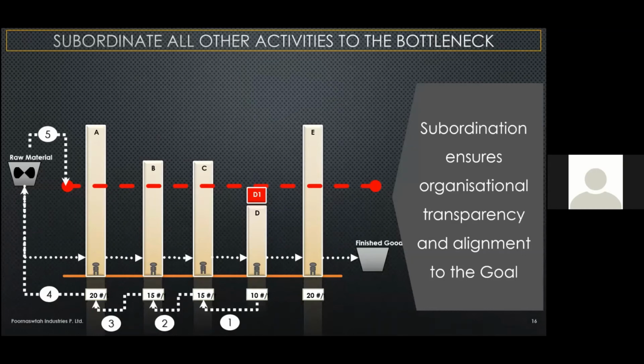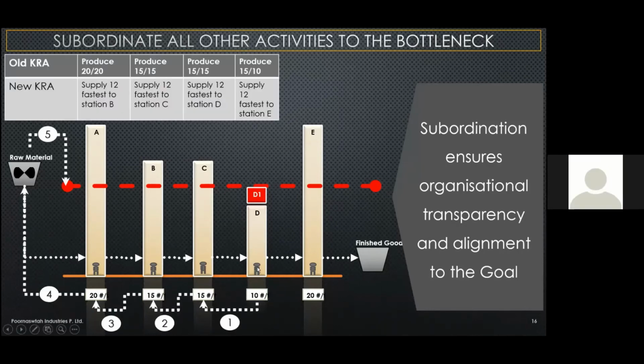Okay. So the older KRA is to produce 20 out of 20 for A, produce 15 out of 15 for B, C, and D, like this. In fact, if you see, D was given a machine of 10 and he was being told to produce 15. And that's how the harmony is lost. There is a lot of friction out here. This guy has a KRA of 20, but he keeps on getting 10. So there is a lot of friction between these two.